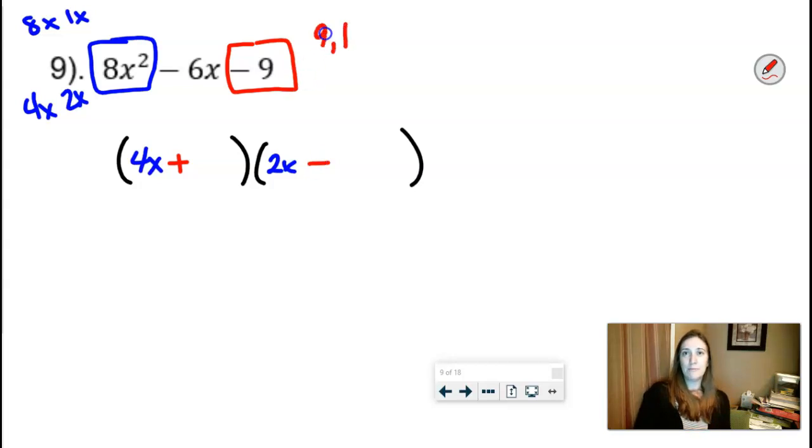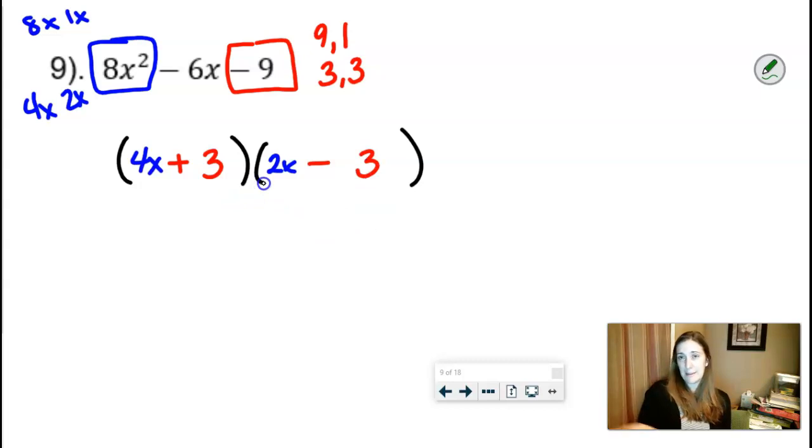9 is 9 times 1. 9 is also 3 times 3. So again, my piece of advice, not using numbers that are spread out, but also 3 and 3 I like to try first because you can't reverse 3 and 3. So putting down 3's and then checking the arches.